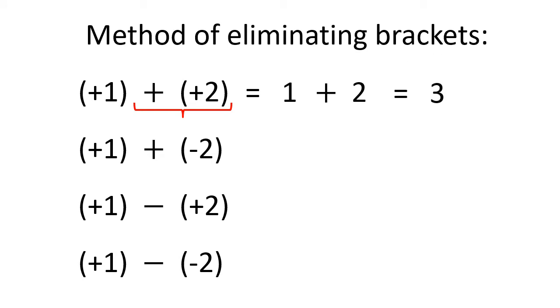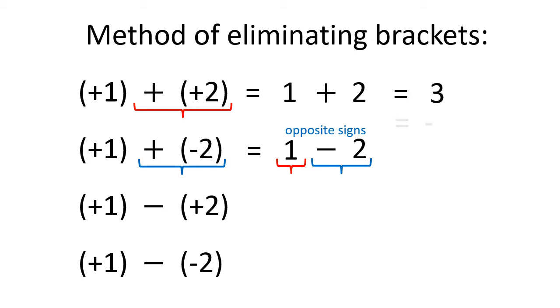The second question is positive 1 plus negative 2. Positive 1 is just 1, and plus negative 2 is negative 2. So this is just 1 and negative 2. This is an addition of opposite signs, so we need to compare 1 and 2. Since 2 is greater than 1, the answer will have the sign negative, and the amount is the difference between 1 and 2. 2 minus 1 is 1, so the answer is negative 1.